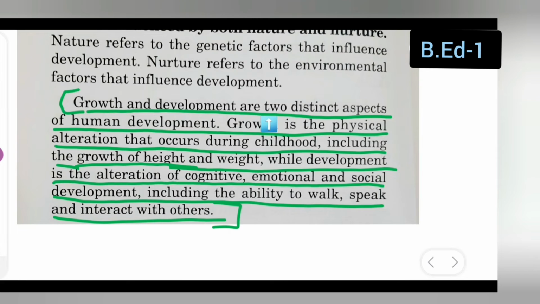Growth and development are two distinct aspects of human development. Growth is the physical alteration that occurs during childhood, including the growth of height and weight, while development is the alteration of cognitive, emotional, and social development. It includes the ability to walk, speak, and interact with others. So you all can take down these notes, study and learn them.